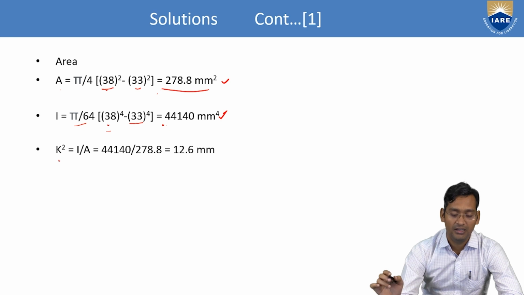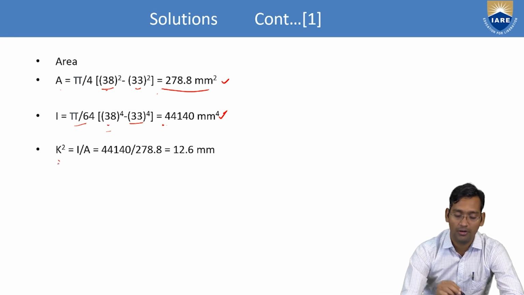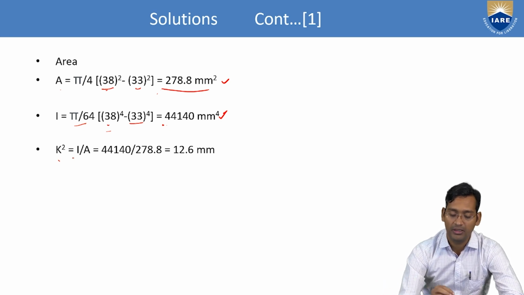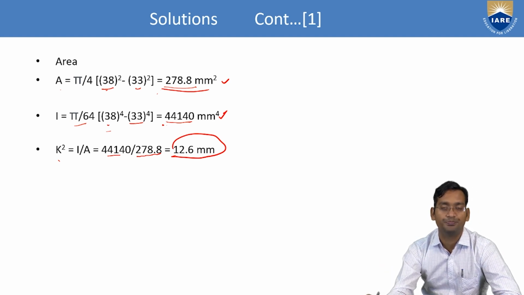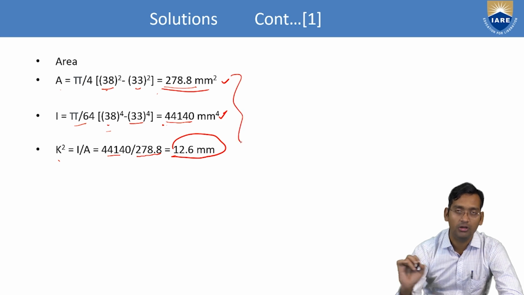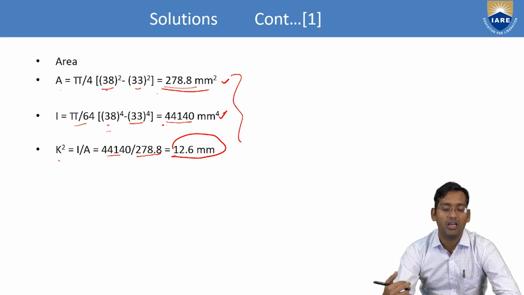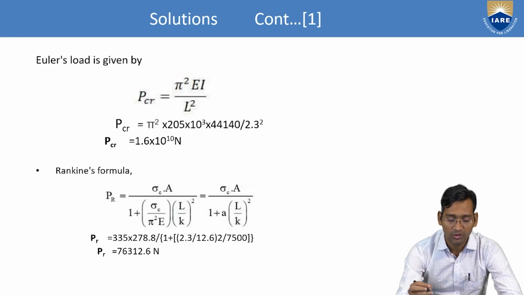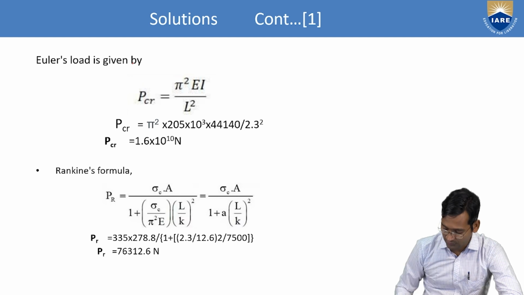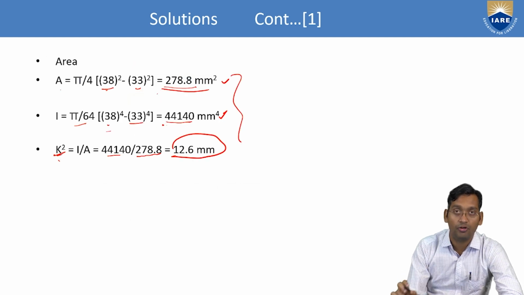Now finding the radius of gyration, that is k square. k square equals I by A. So k square is 44,140 divided by the area we found, 278.8. After solving that, you will get the value of k square as 12.6 mm. Now whatever data is given, and whatever we can find from that data, we found. Now just use the formula. For the Rankine crippling load this k square is required, that's why we found it.